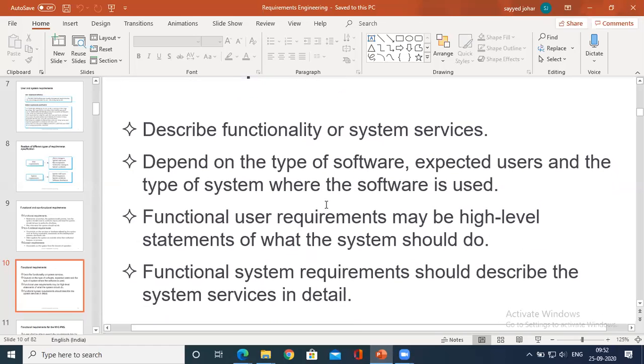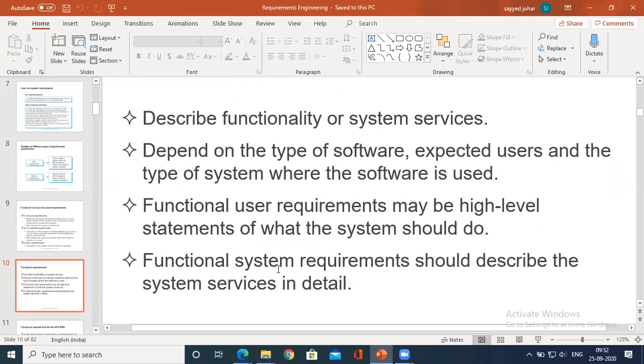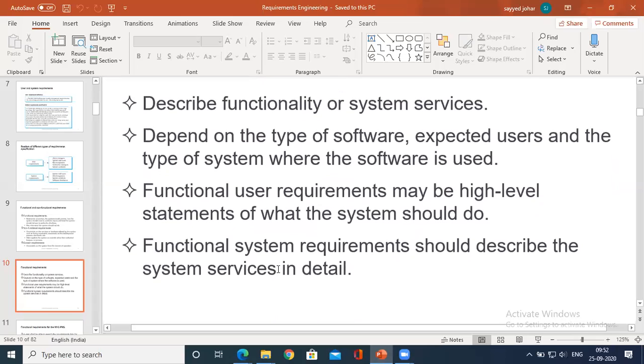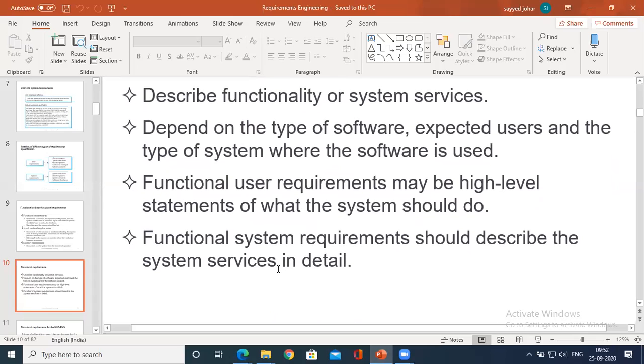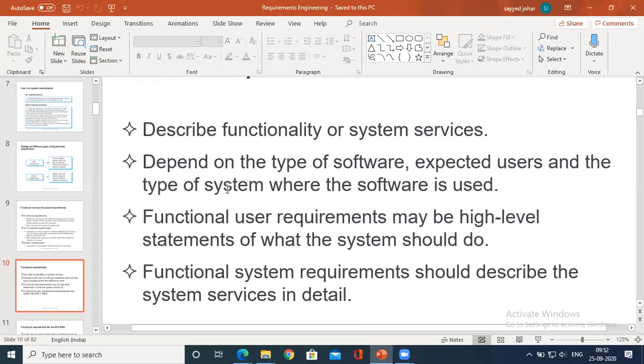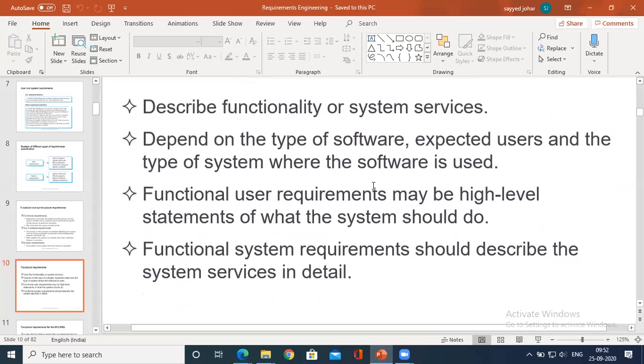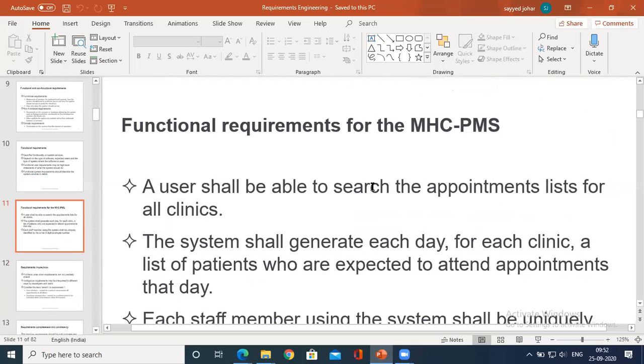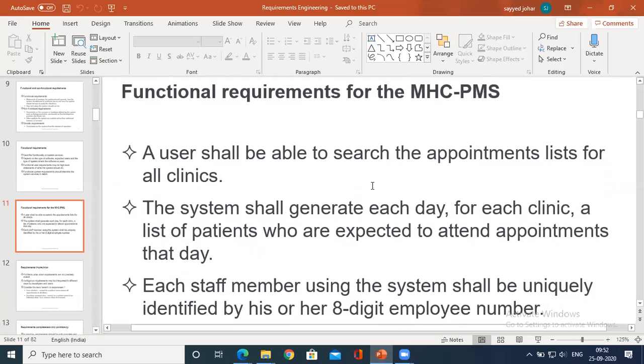So functional requirement also deals with the type of software expected by the user and where exactly the software is used. In fact, overall it describes the functionality of our system services. Now coming to one of the case study, MSc PMS.